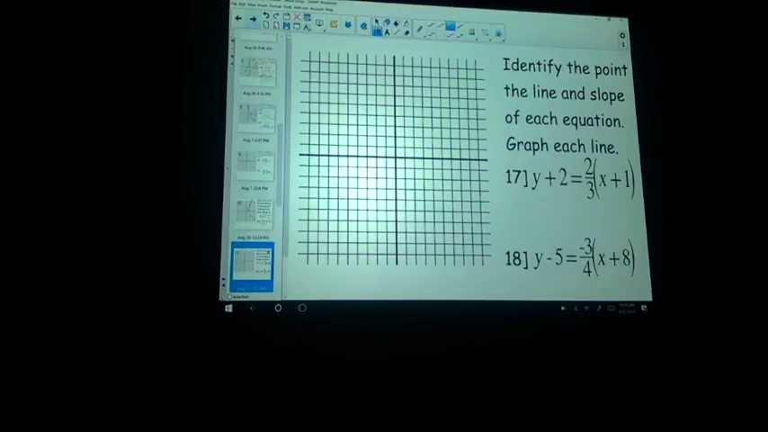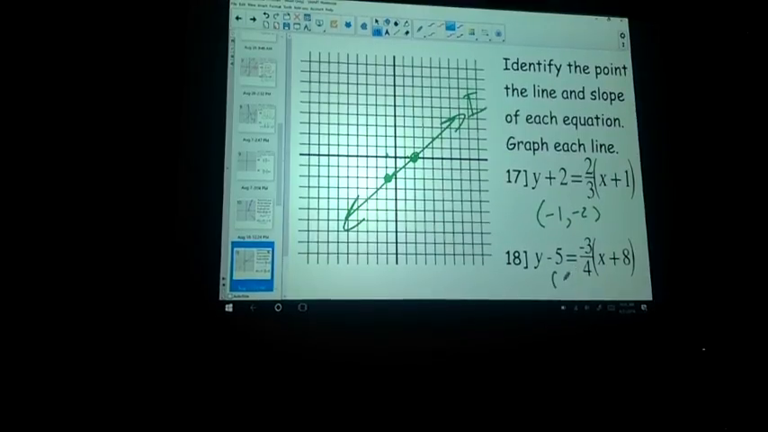All right, identify the line and slope of each equation. Identify the point, the line, and the slope. Okay, so we can get them. Our point is (-1, -2). Our slope is up 2, right 3. Increasing or decreasing? Increasing because the slope's positive.